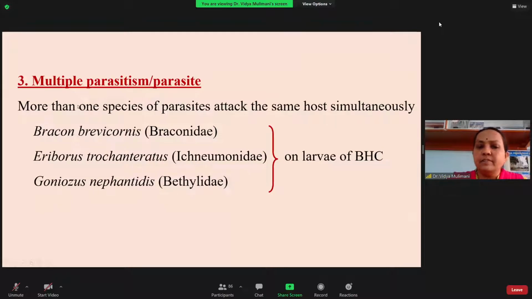Next, the other one is multiple parasitism. The difference between super and multiple parasitism is that here, individuals belonging to different species attack the host simultaneously.